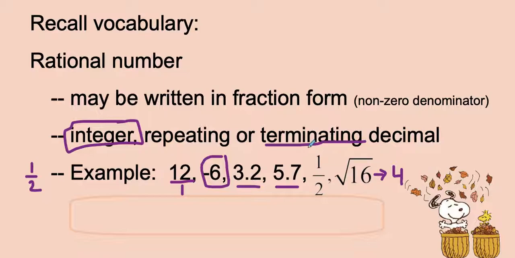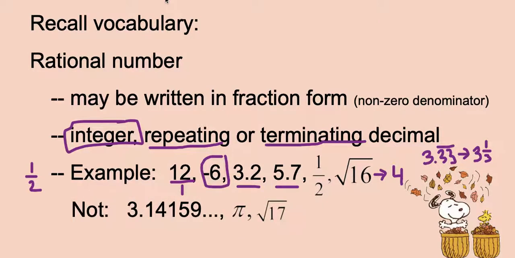I'm going to give you one more, because we also said repeating decimals. A repeating decimal, if you don't remember what I mean by that, would be something like 3.33 repeating. So there's a pattern after the decimal point. That's also a rational number, because I can write that as 3 1/3. There's a fraction that goes along with that. So that's also rational. Here's some non-examples of rational numbers.